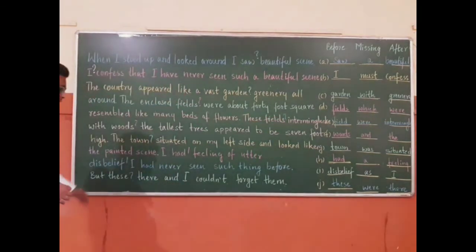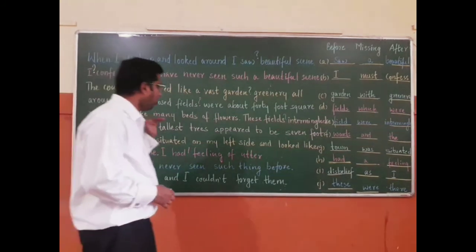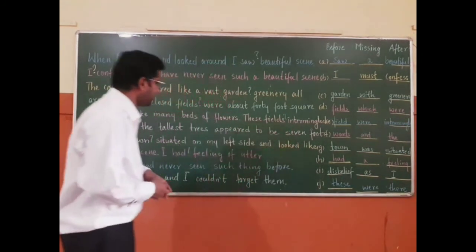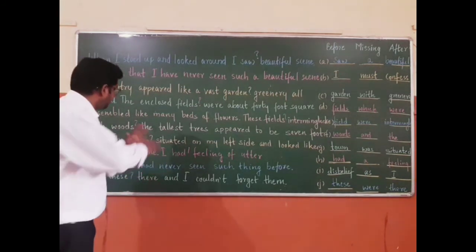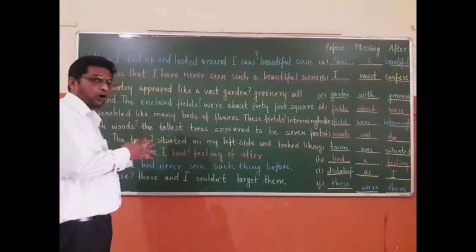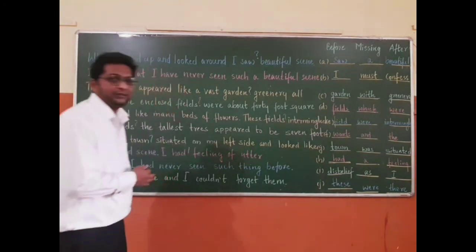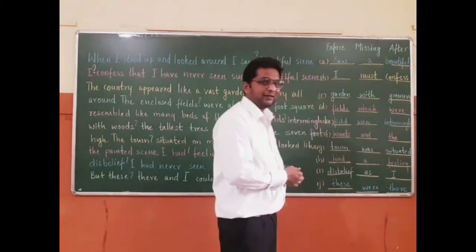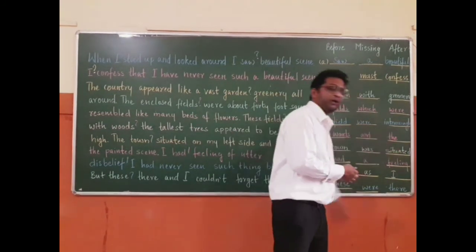Now let's move on to the next sentence. The town situated on my left side and looked like. In this sentence, if you read the town situated, where is the helping word? So was is the missing word that will come in the center. Before it, the town, then after it is situated.